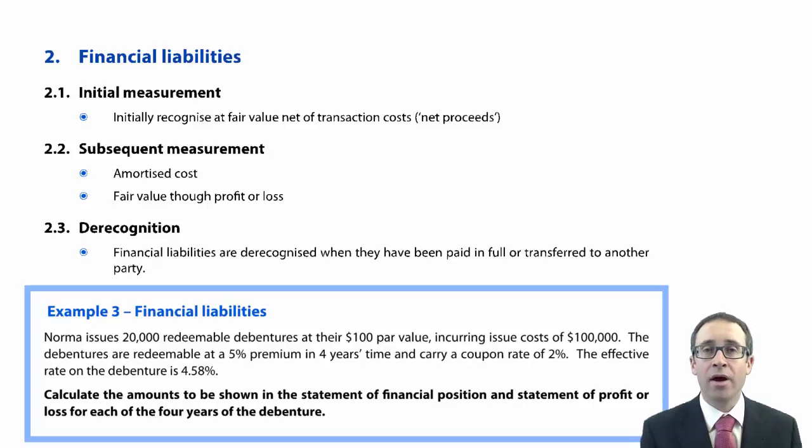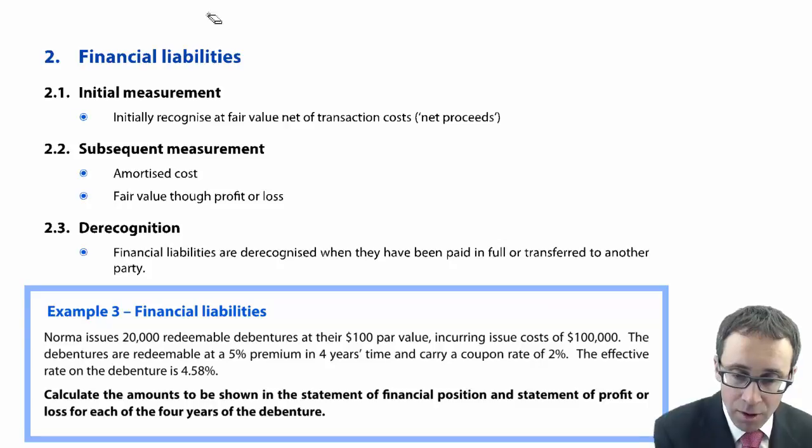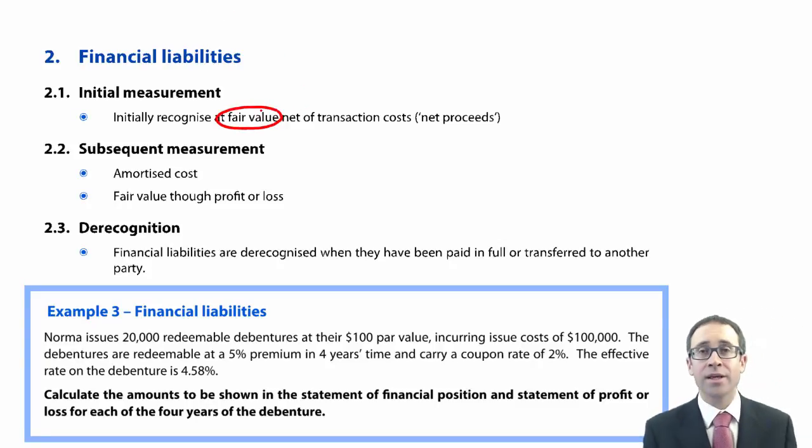The key bit there upon our initial measurement is what do we recognise that financial liability at? Well, like all things financial reporting related under international rules, it's always at fair value, isn't it? Essentially, that's the amount of cash you receive. You debit your bank and you credit your financial liability.